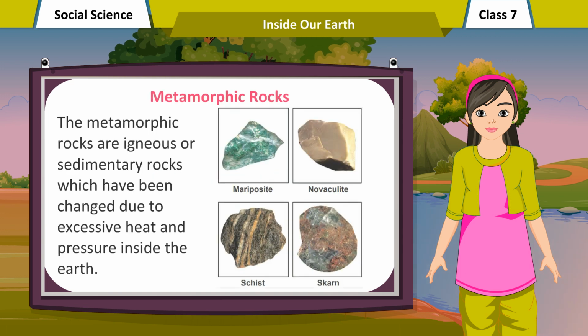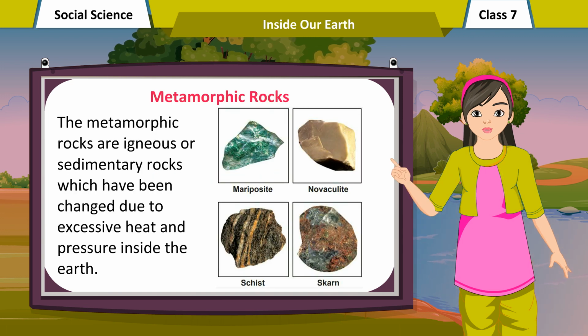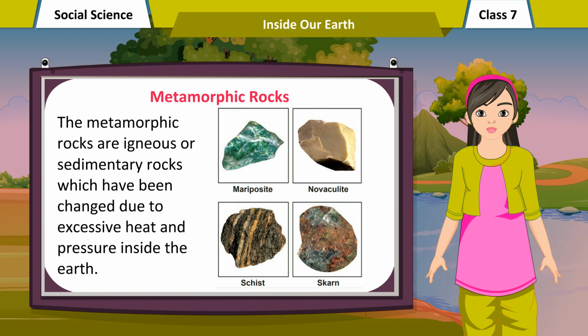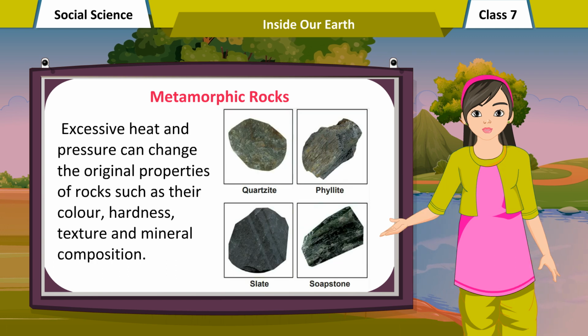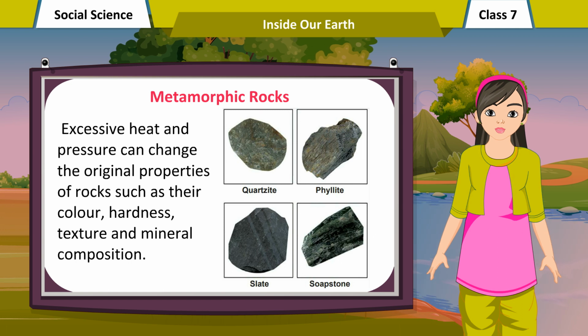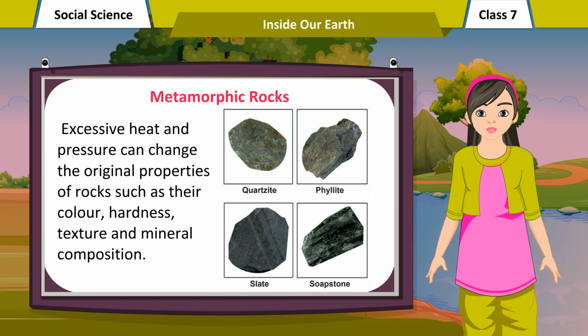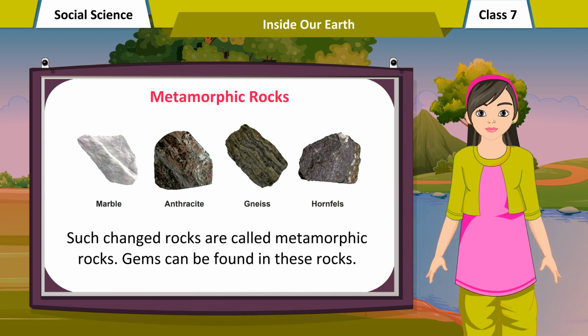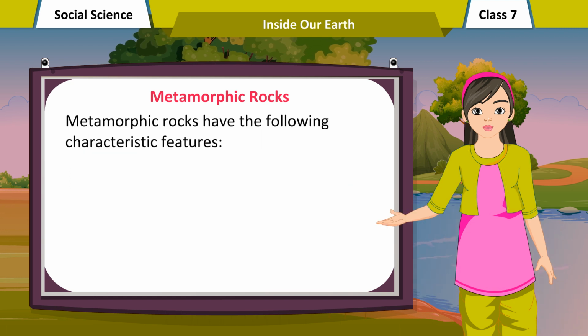Metamorphic rocks. The metamorphic rocks are igneous or sedimentary rocks which have been changed due to excessive heat and pressure inside the earth. Excessive heat and pressure can change the original properties of rocks such as their color, hardness, texture, and mineral composition. Such changed rocks are called metamorphic rocks. Gems can be found in these rocks.